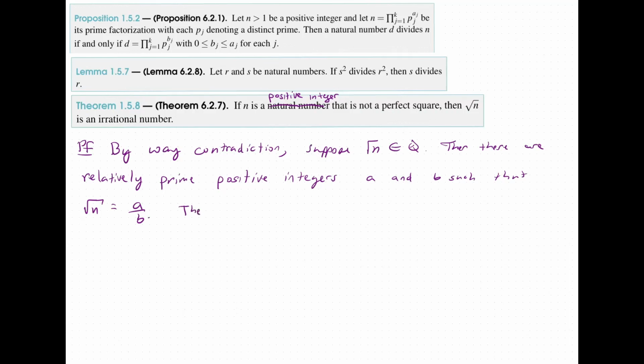Then, multiplying b to both sides, we get b times the square root of n is equal to a. But then we square both sides and we get b squared times n is equal to a squared, which tells us that b squared divides a squared. But then we get by lemma 152 that b divides a.